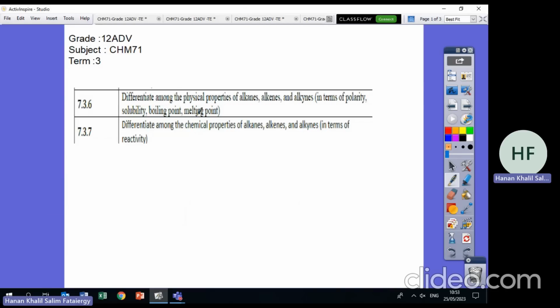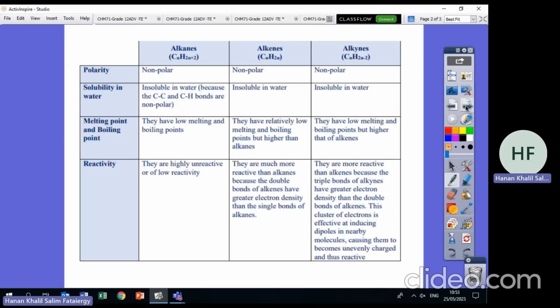Okay, in lesson 3, you need to know two things only. You need to know how to differentiate among the physical properties of alkanes, alkenes, and alkynes in terms of polarity, solubility, boiling point, and the reactivity. When they ask you about polarity, all of them are non-polar.